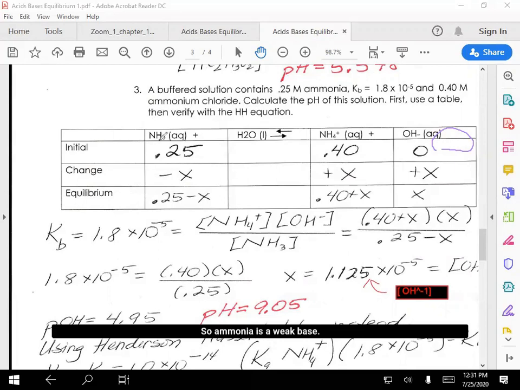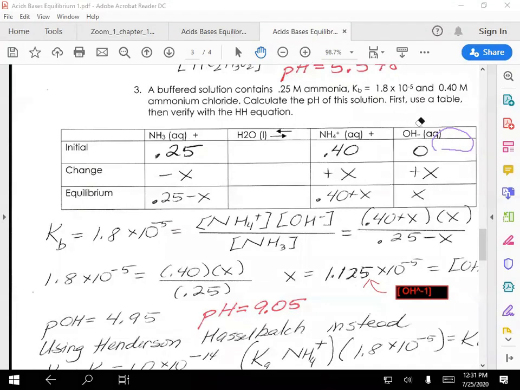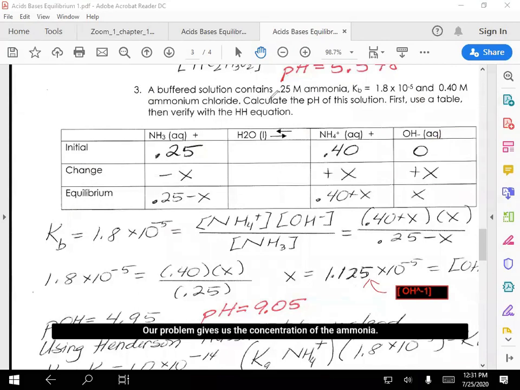So ammonia is a weak base. We react it with water in equilibrium with ammonium ion and hydroxide ion. Our problem gives us the concentration of the ammonia, so we put that in the initial. And also in the problem, we have ammonium ion, so we put that also in the initial. We have 0 hydroxide. Chloride is a spectator ion, so we're just going to ignore it.